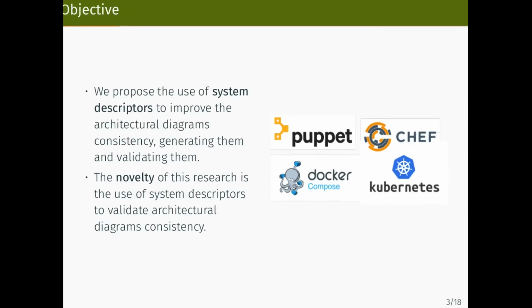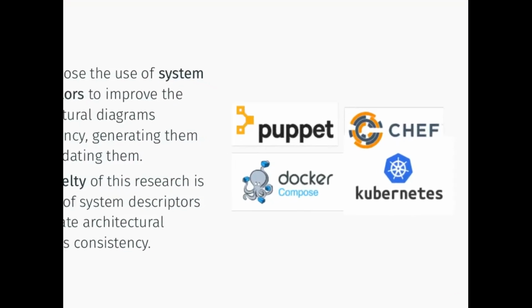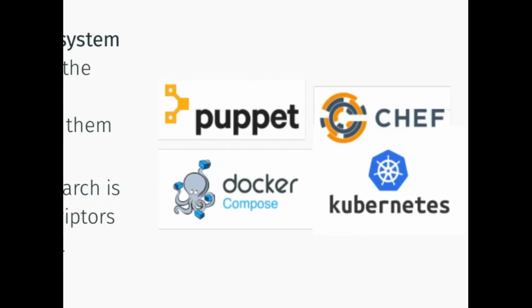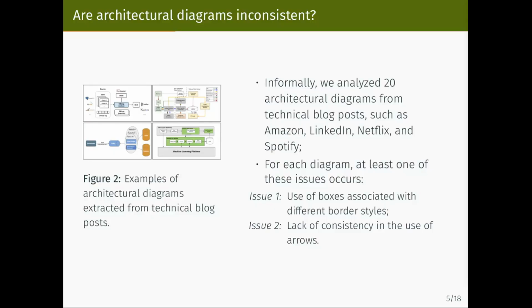We can mention Puppet, Chef, Docker Compose, and Kubernetes Pod as some of the most well-known system descriptors. Are architectural diagrams inconsistent? We informally analyze 20 architectural diagrams from technical blog posts such as Amazon, LinkedIn, Netflix, and Spotify, and for each diagram, at least one of these issues occurs.